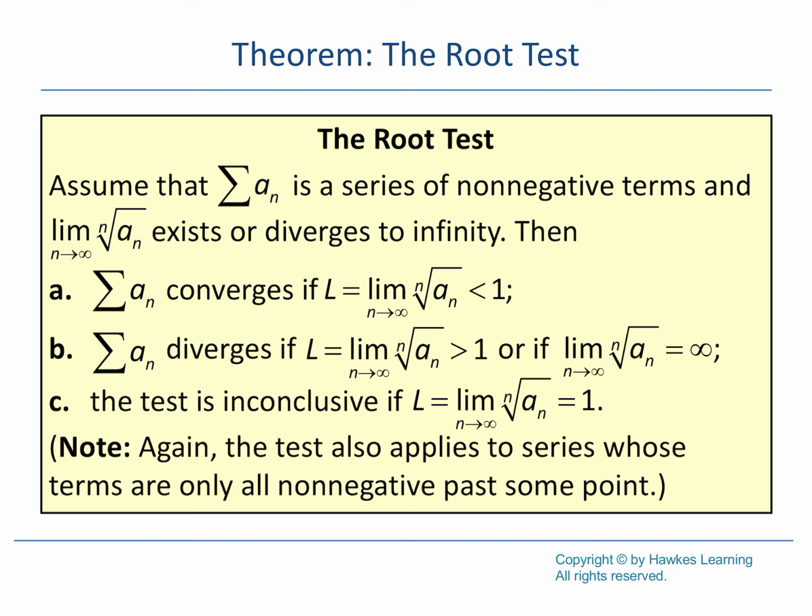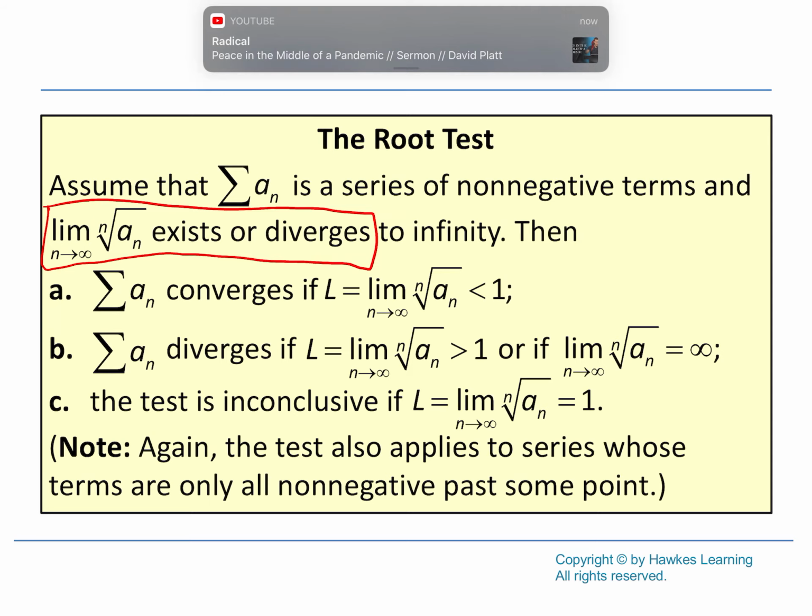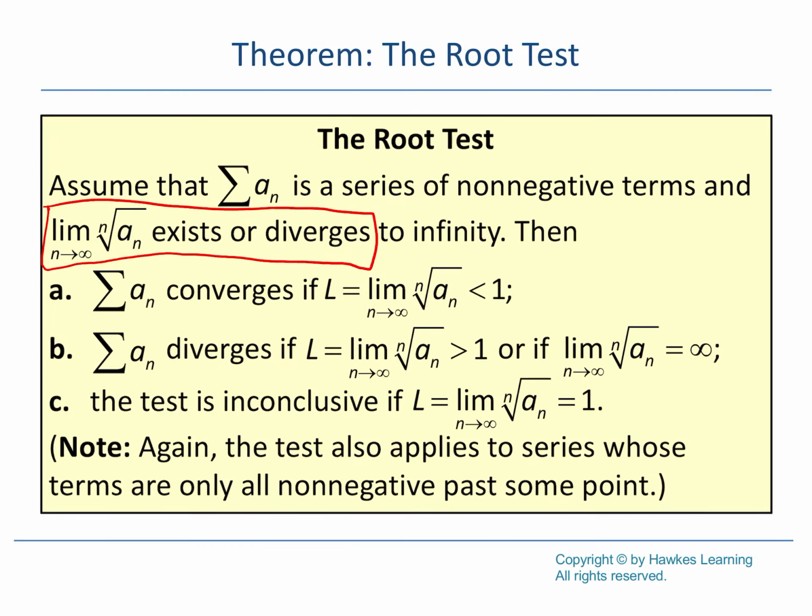Moving on to the root test. Here, again, we assume that we have a series of non-negative terms and that this limit either exists or diverges. We've got 3 cases, and the 3 cases look very much like the ratio test. I think that's why they're in the same section, ratio and root test.